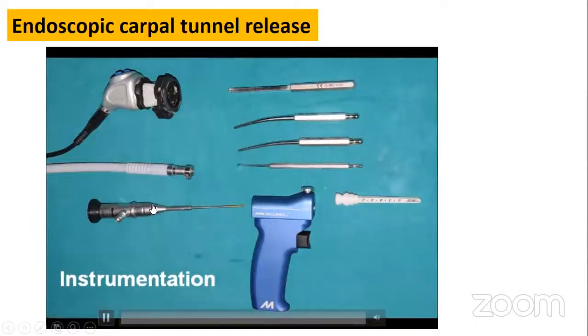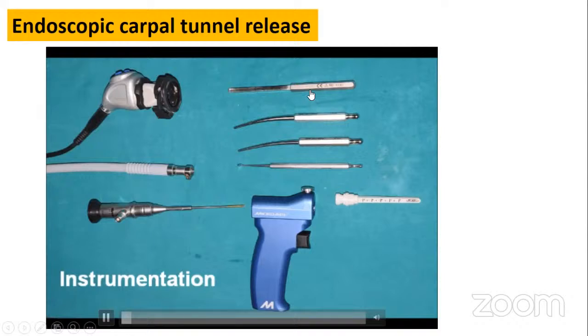And this is the basic instrumentation of endoscopic carpal tunnel release. You have the regular camera, you have the light source, which is used for any arthroscopic procedures. This is the basic endoscope. This is the blade, and this is the handle, and this is a scope. Okay, and the scope goes inside, and it is attached to the blade here.